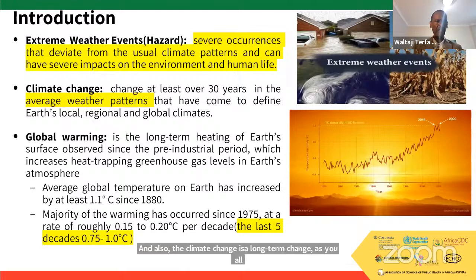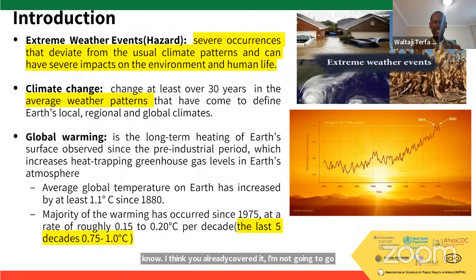And then global warming, this is very important, has been happening since the industrial revolution, from the pre-industrial period. I would like to encourage all of the colleagues participating in this course to read through this to understand it very well. So it is happening, the change in temperature, which in fact impacts the weather events, and exacerbates the extreme weather events apart from the natural occurrence.